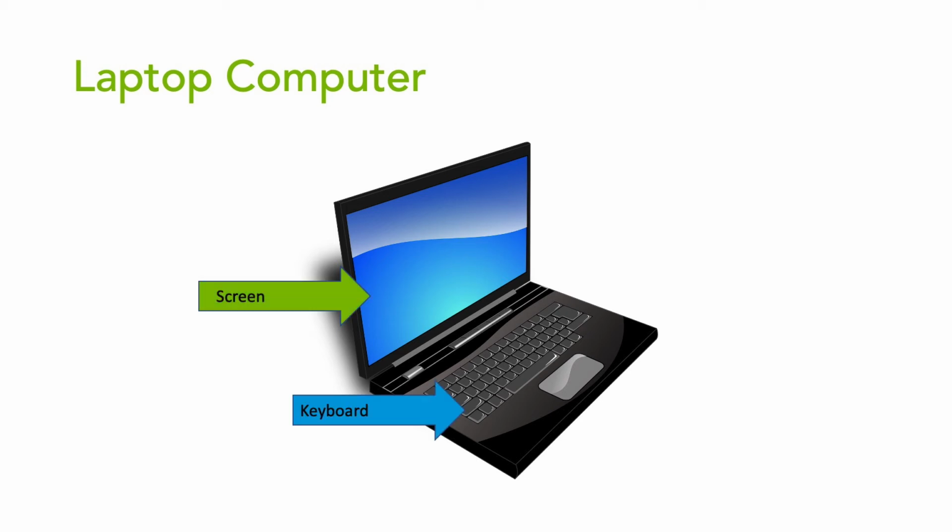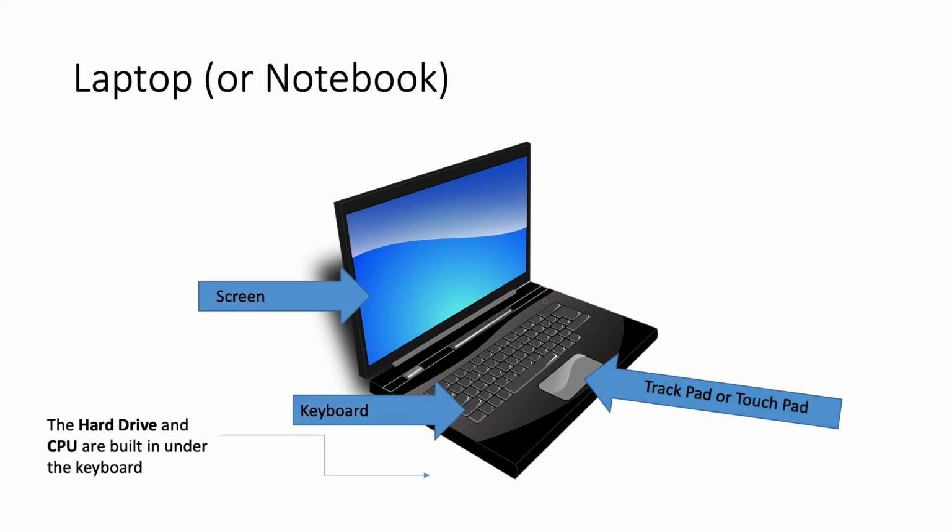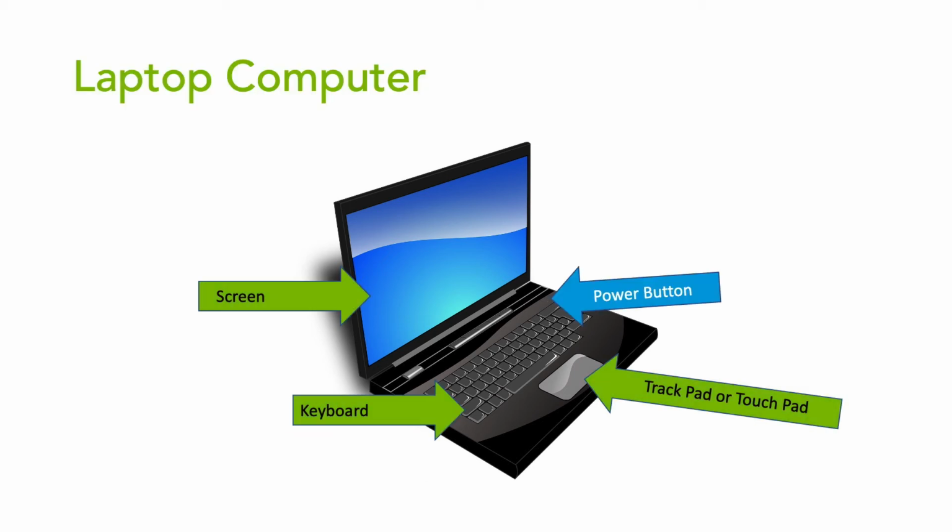It has a keyboard for entering information. Instead of a mouse, a laptop has a trackpad or touchpad used to point to and click on things on the screen. Trackpad and touchpad are two words for the same thing. You can also attach a mouse to a laptop if you find that easier to use. There's no tower. Instead, the hard drive and CPU are built in underneath the keyboard. And there's just one power button instead of two.